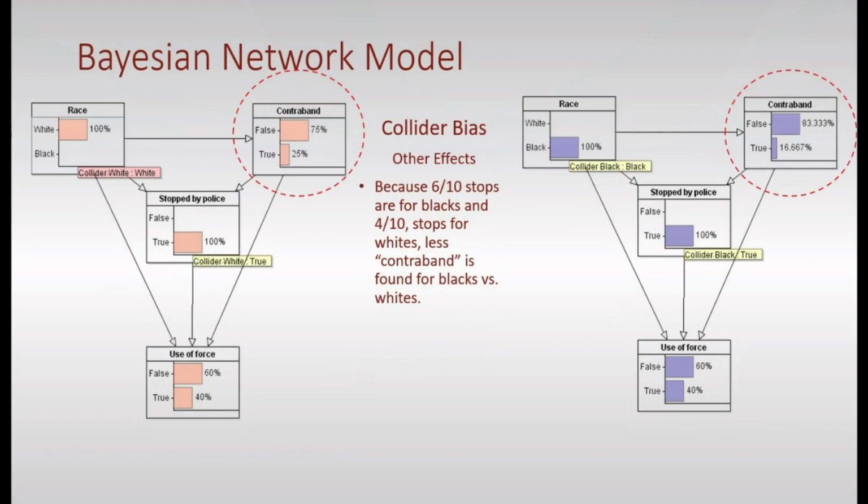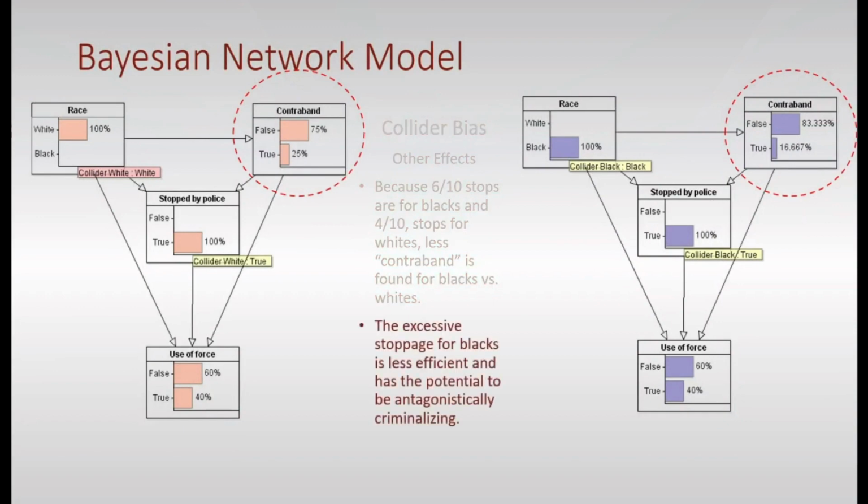The other problem is when you look at contraband. Because 6 in 10 stops are for blacks and 4 in 10 stops are for whites, you'll notice that less contraband is found for blacks versus whites. Contraband is true when the race is white 25% of the time, and contraband is true with blacks 16 or 17% of the time. So the problem here is that the excessive stoppage of blacks is less efficient, because the basis for the stop, contraband, is not effective. You don't have a reason to stop. And ultimately, it has the potential to be what I call antagonistically criminalizing. In other words, people are angry because they're being stopped for no reason whatsoever.